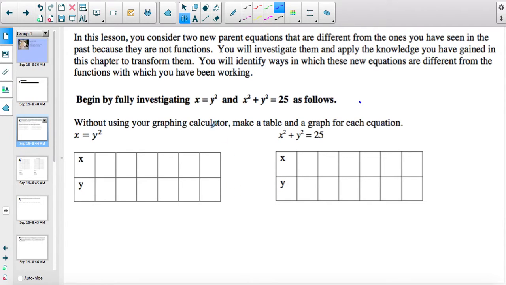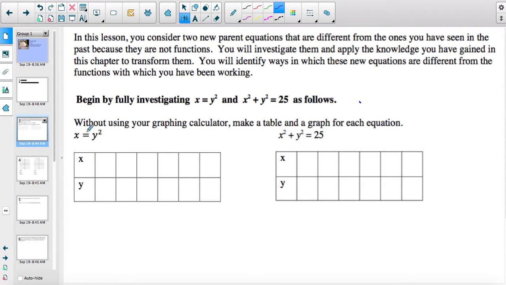So in your notes, you should find this page. We're going to consider two interesting equations. If you need to pause this, go ahead and pause this until you can find this in your notes. And then when you have them, go ahead and start the recording and we'll just complete this together. So the first thing we're going to do without our calculator is make a table and a graph for each of these two equations.